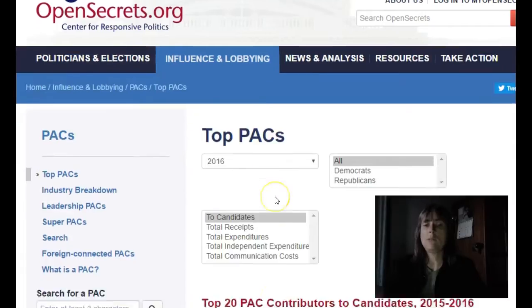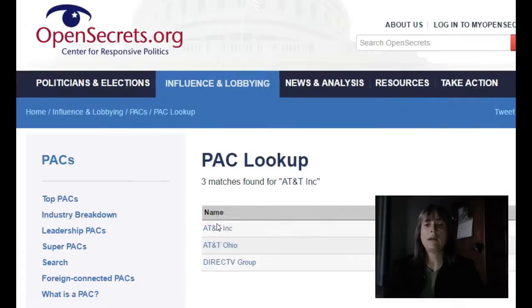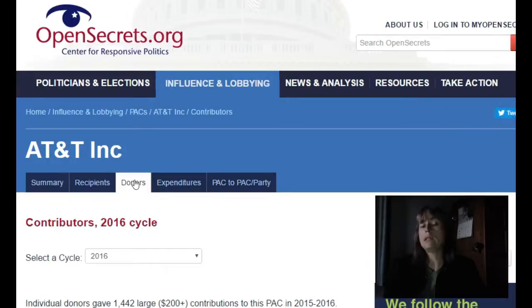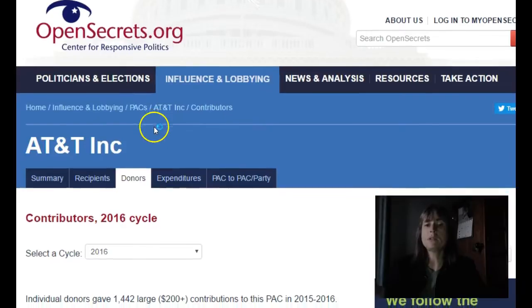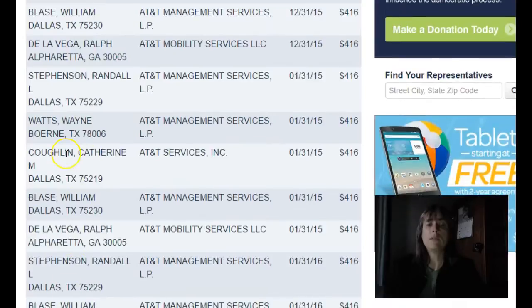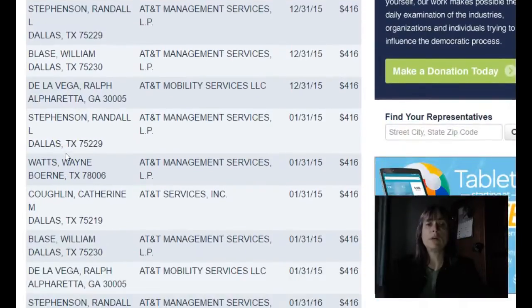Let's look at the top ones. I'm just going to look at AT&T PAC. And you can see that AT&T PAC has about $2.5 million in it. And let's look at who is giving money to AT&T PAC. So you can see there's a very long list here, and you'll notice that the donors are all people. You'll not find anything but people on this list. You might find other PACs, but you won't find anything but people. You will certainly not find a corporation.